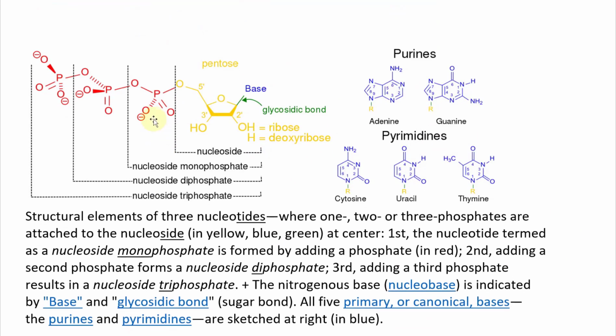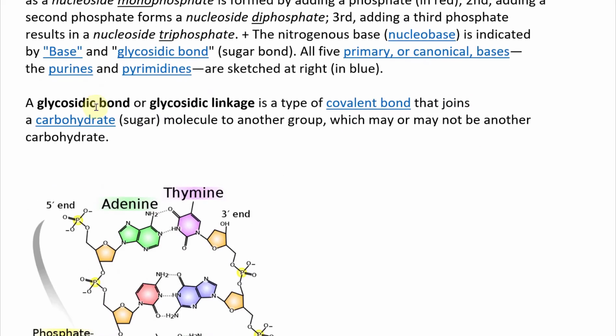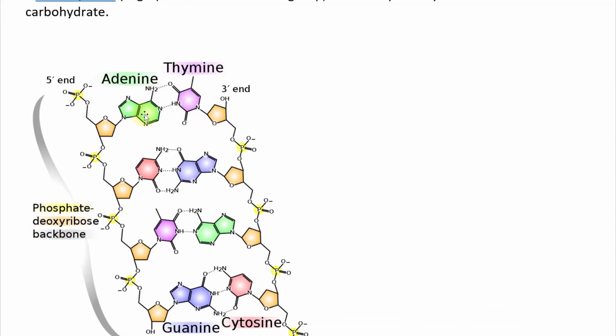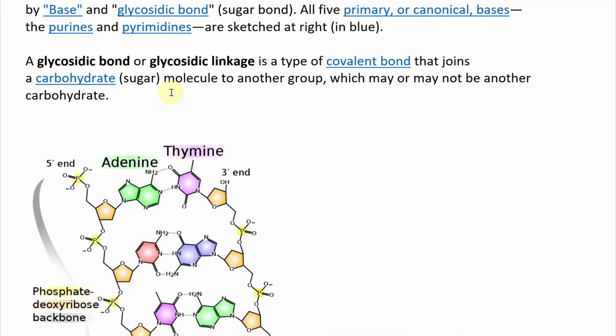So there's different kinds of phosphate. If you have multiple, you're going to have a nucleoside diphosphate or triphosphate, etc. Let's continue further. A glycosidic bond, or glycosidic linkage, is a type of covalent bond that joins a carbohydrate, in this case a sugar molecule, to another group, which may or may not be another carbohydrate. So in the case here, you're connecting a sugar to another group.